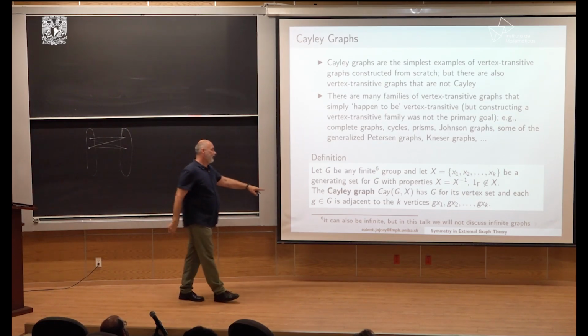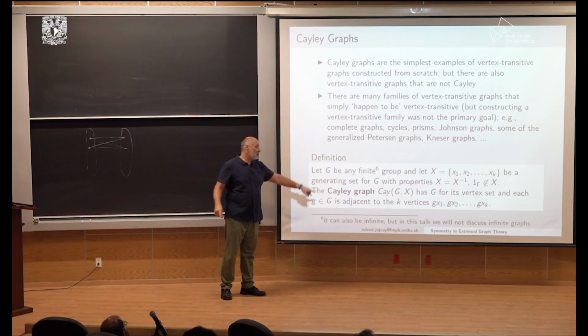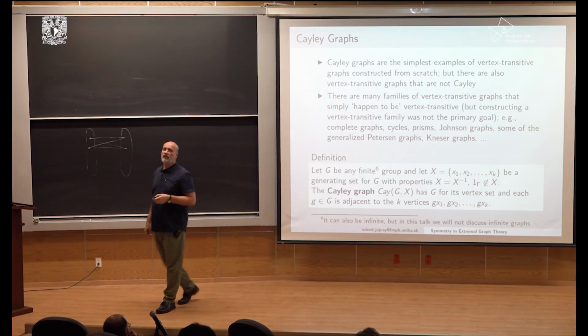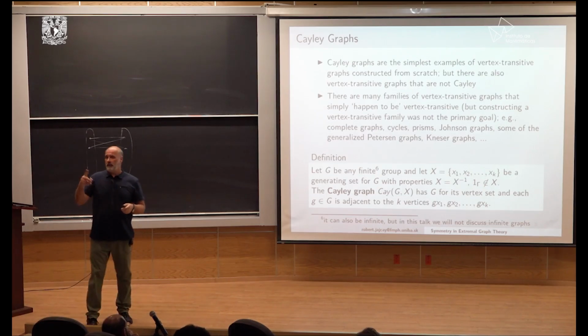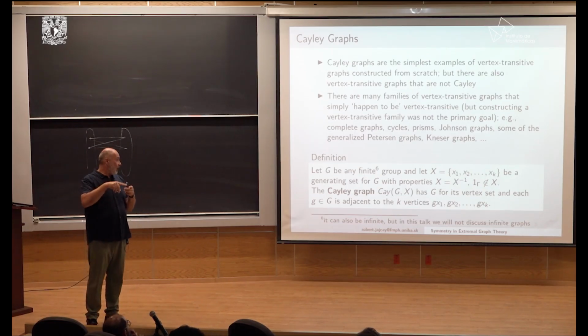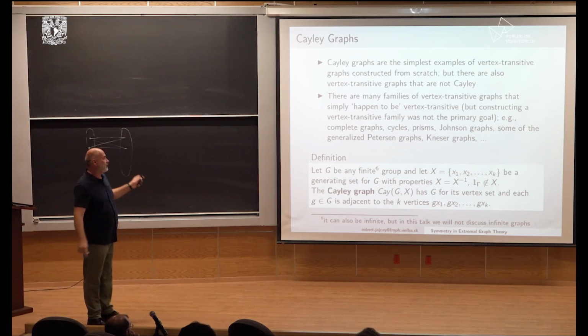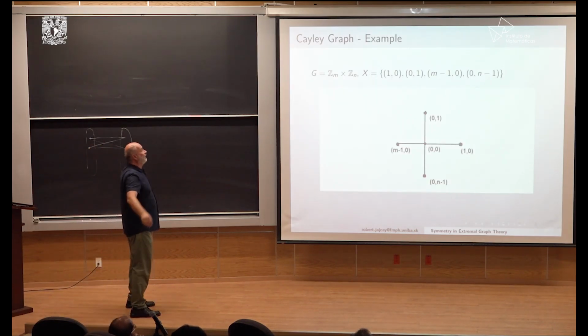And each vertex g is connected to everything you get from g by multiplying by an element in the generating set. Okay? So a vertex is connected: you multiply g times x1, you get a new element, gx1. x1 is not the identity, connected. gx2, gx3, and so on, connected. Okay? So here's a quick example.